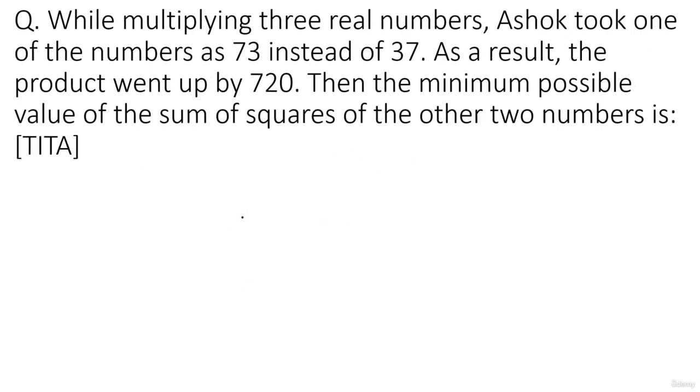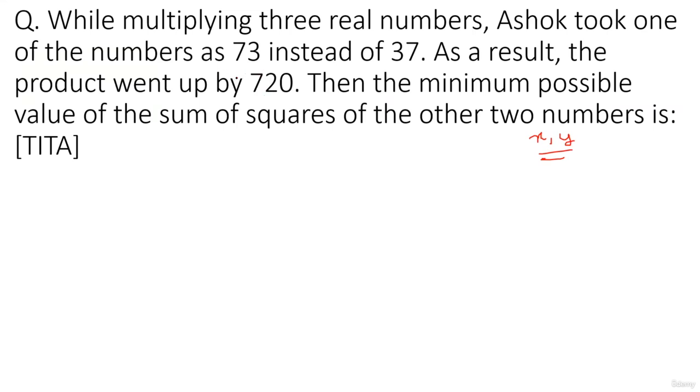So while multiplying three numbers, Ashok took one of the numbers as 73 instead of 37. As a result, the product went up by 720. Then the minimum possible value of the sum of the squares of the other two numbers is, okay. So let the other two numbers be X and Y, suppose.